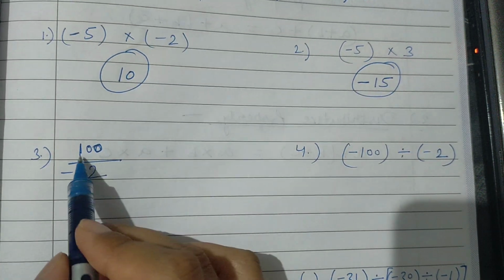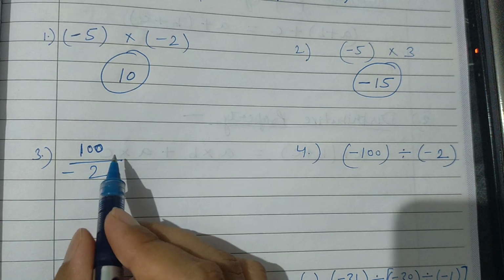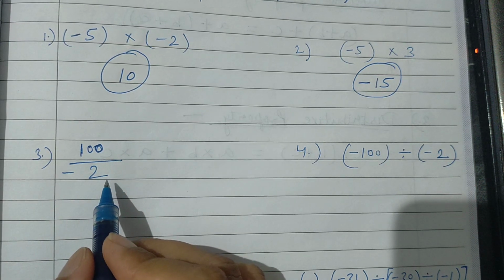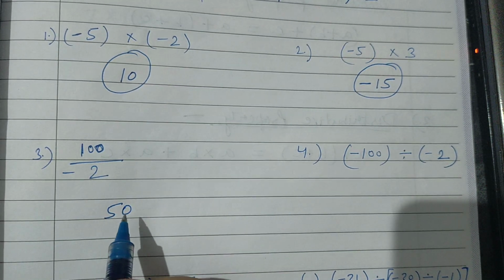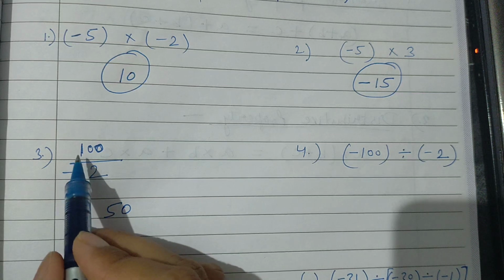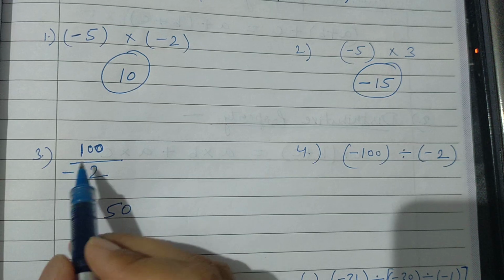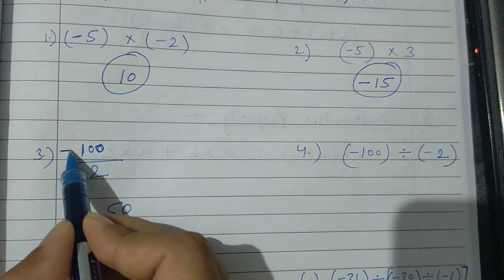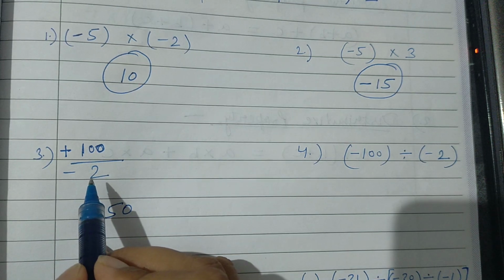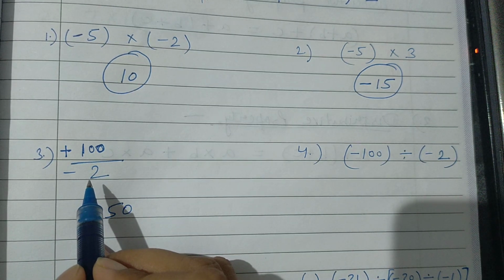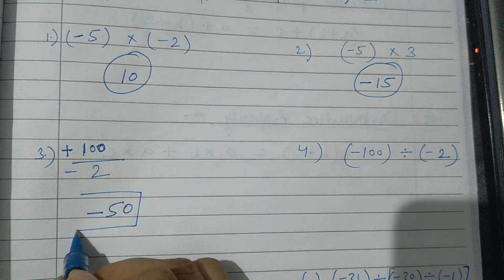See next question. 100 divided by minus 2. First we have to divide. So 100 divided by 2 is equal to 50. Now we will decide the sign. Both the signs are different. See 100, there is no sign written here. Whenever there is no sign written, we consider it a plus sign. It means here it is plus sign. One is plus and one is minus. When both the signs are different, then what will be the sign of the result? It will be negative. So minus 50 will be the answer.